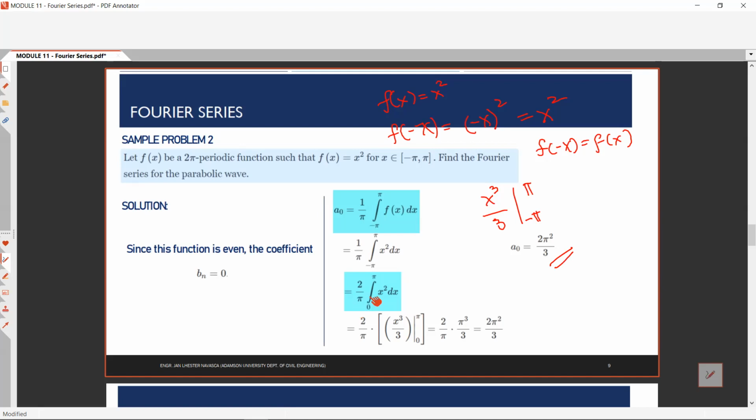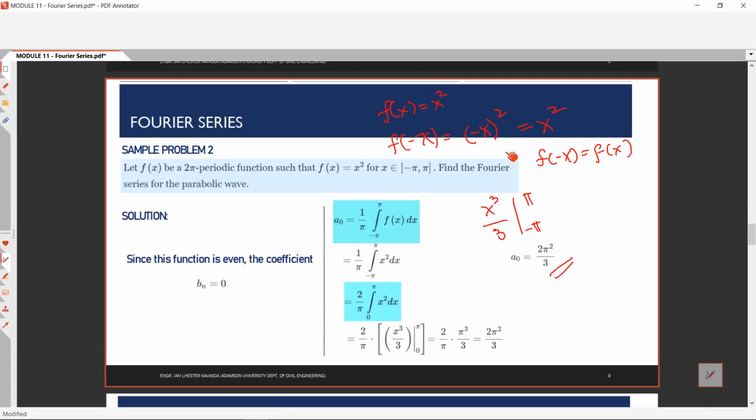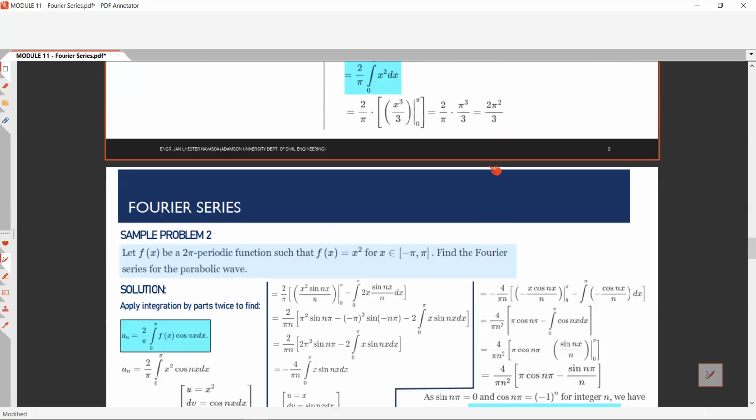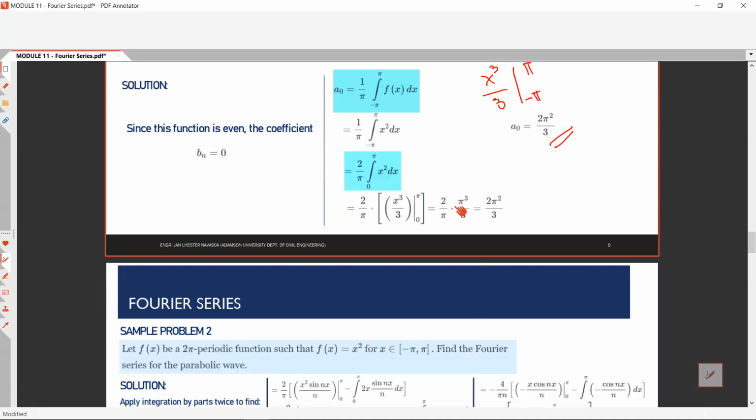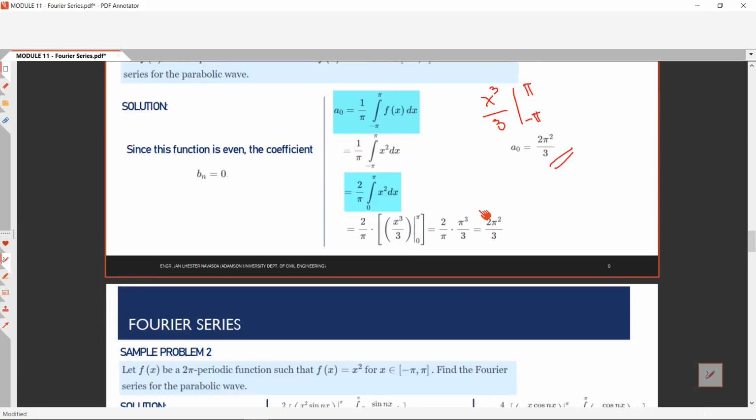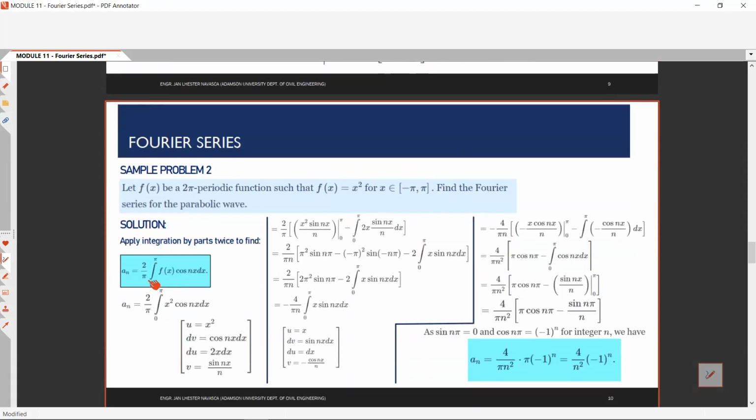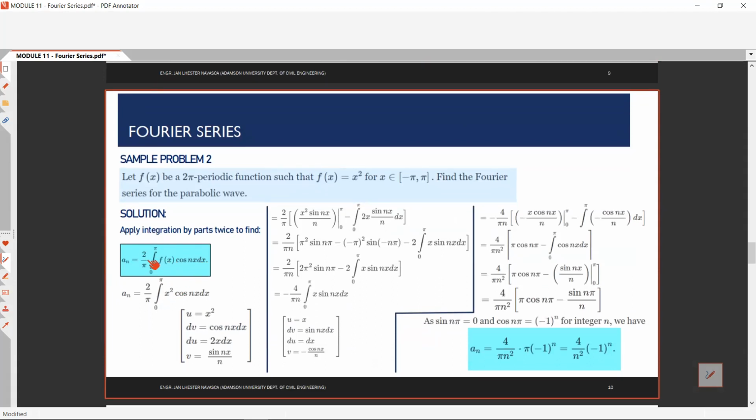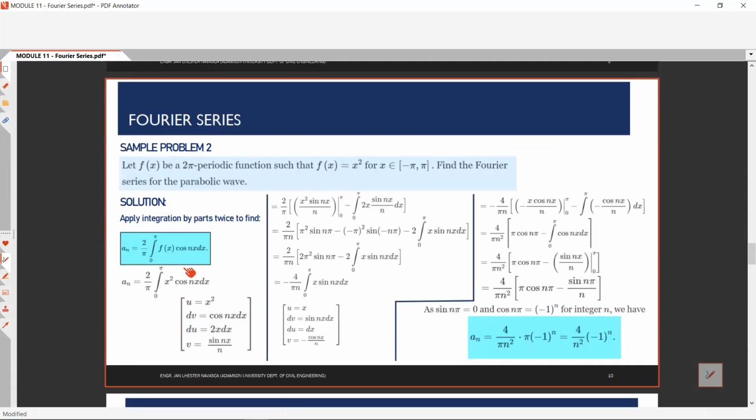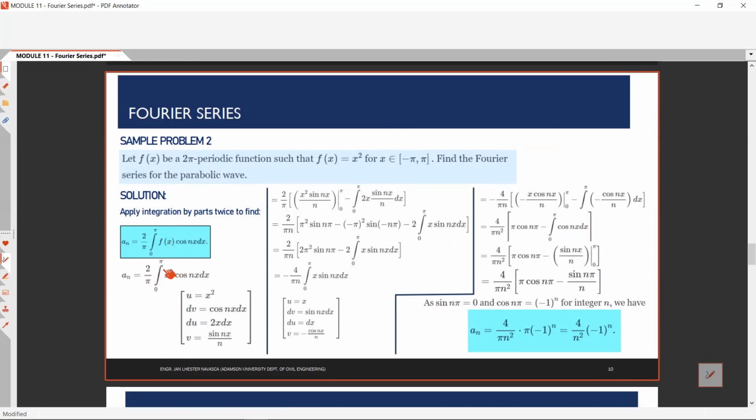Okay. So next natin is this one. For a sub n, ayan pala siya. Ito pala yung solution niya. So for a sub n, you have 2 over pi integral of f of x cosine nx dx from 0 to pi. Okay? So substitute natin yung f of x. We now have 2 over pi integral from 0 to pi of x squared cosine nx dx.